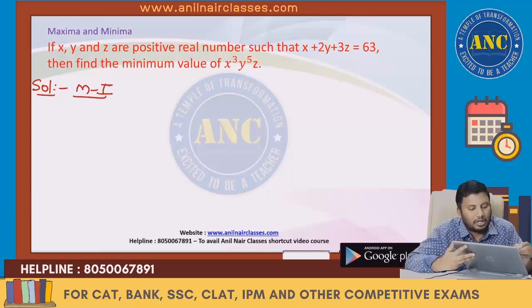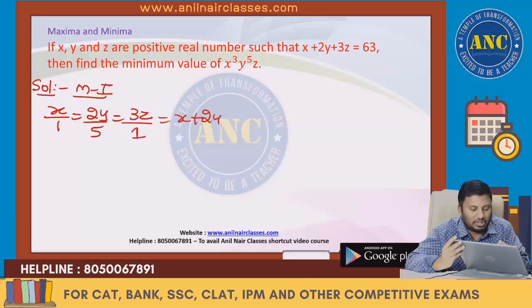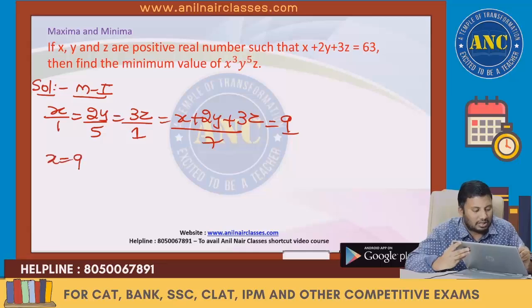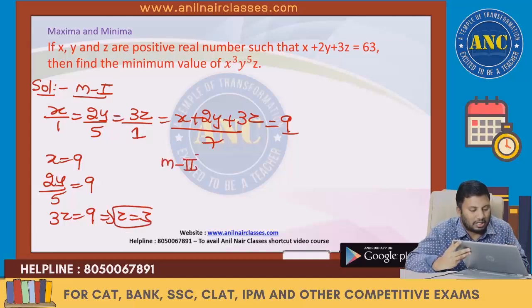Solution: you can solve it by any method. Method 1. x by 3 equivalent to 2y by 5 equivalent to 3z by 1. So this is nothing but (x plus 2y plus 3z) divided by 7, which is 63 by 7, 9. So x by 3 is 9, 2y by 5 is 9, 3z is 9, and z is 3. This is method number 1.